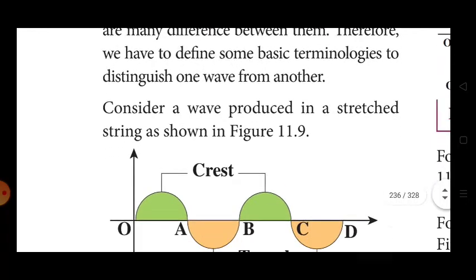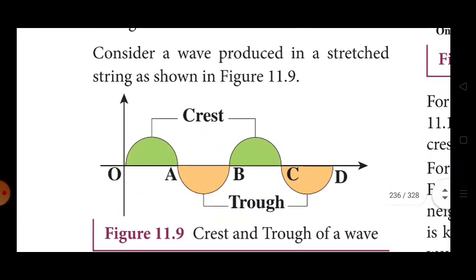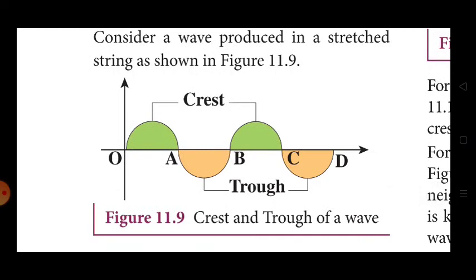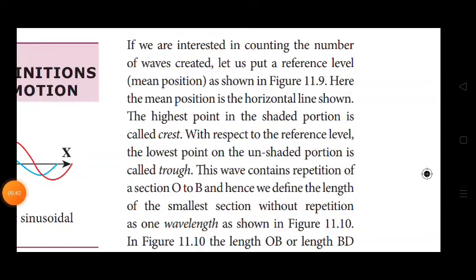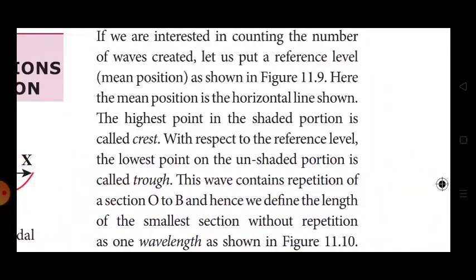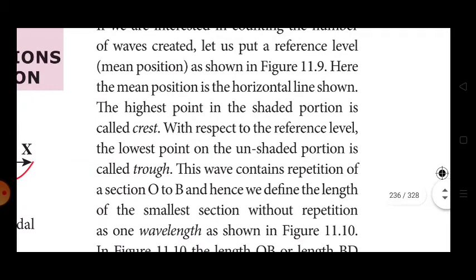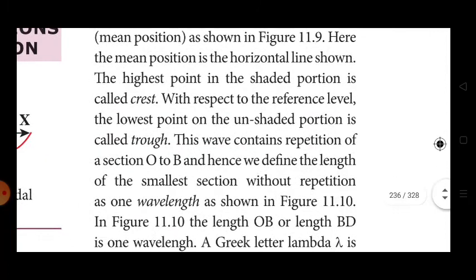Consider a wave produced in a stretched string. See that the wave is a transverse wave. The part of the wave above the mean position is called crest and below is trough. If you are interested in counting the number of waves created, let us put a reference level, the mean position. Here the mean position is a horizontal line shown. The highest point in the shaded portion is called crest with respect to the reference level. The lowest point on the unshaded portion is called trough.